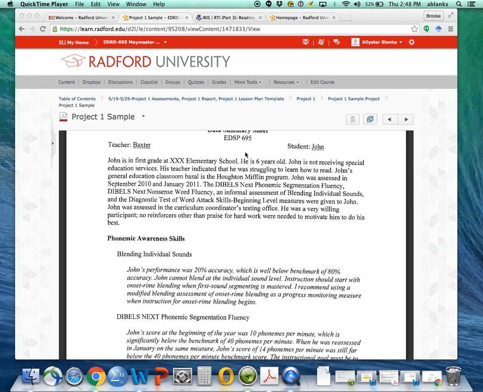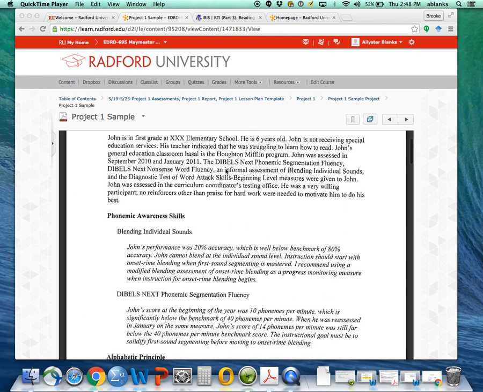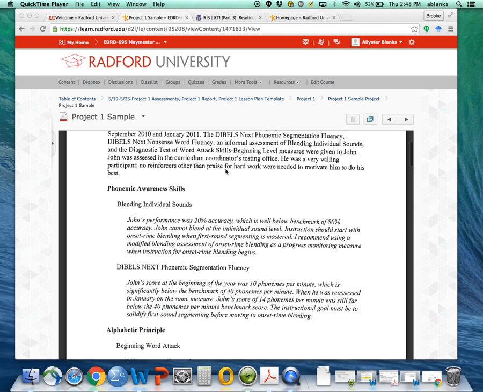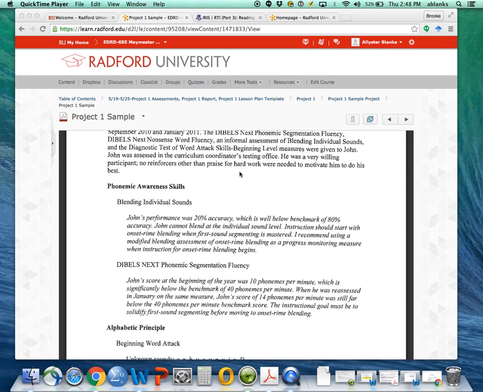In the first introductory paragraph, you tell me where the student's from, how old he is, does he receive special education services, and what the person who helped you find him or her said their presenting issues were, and what it's always helpful to have information about what's in the classroom. Tell me when the student was assessed, and tell me which assessments you gave. And then at the very end, just a little statement about the student's behavior.